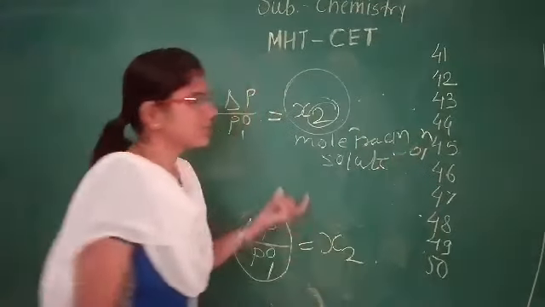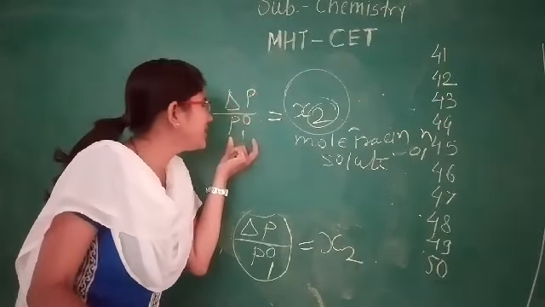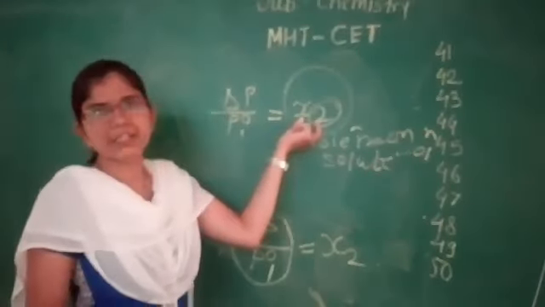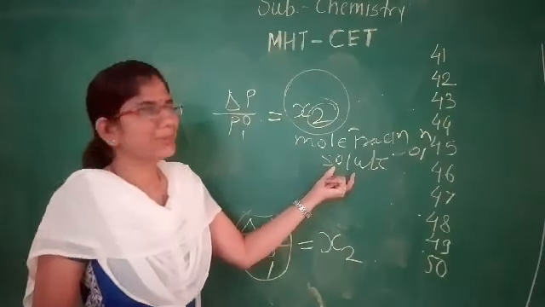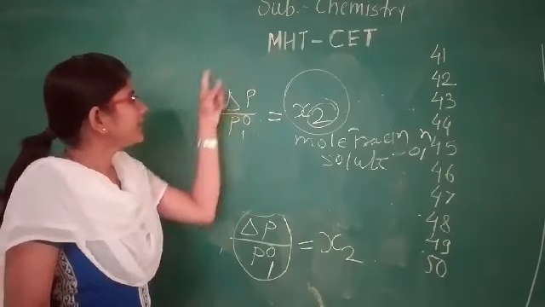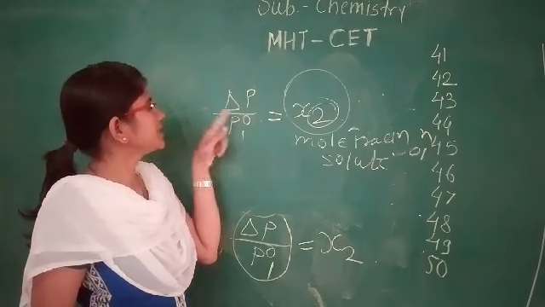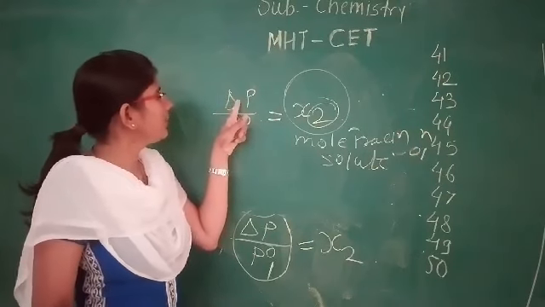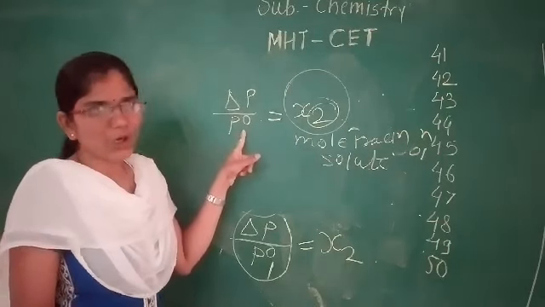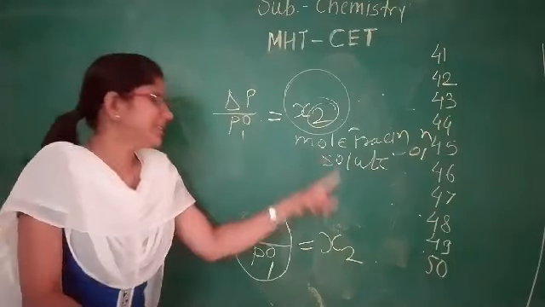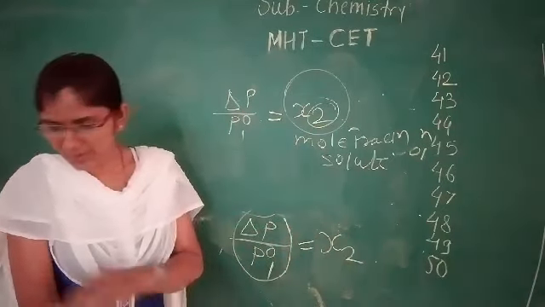Sometimes some MCQs are asked on this formula, that is delta P upon P01 which is equal to x2. x2 means the mole fraction of a solute. Remember that, and this is called as a relative lowering of vapor pressure. The relative lowering of vapor pressure is the ratio of lowering of vapor pressure to the vapor pressure of a pure solvent. So these are some formulae which are used in the MCQs.